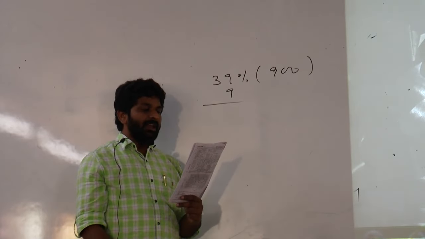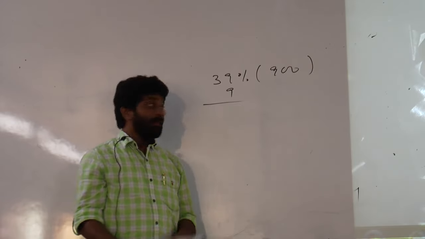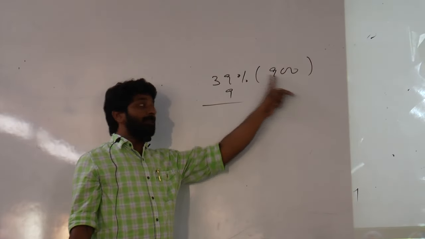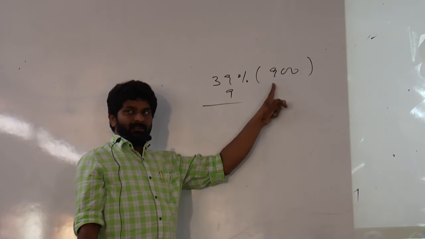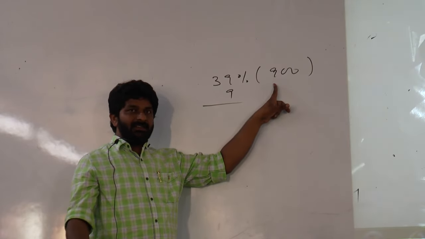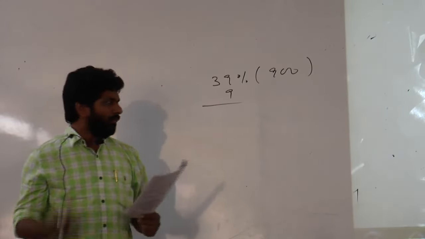Or else you can go for 9 multiples also. How many 9 multiples are there? Only 1. That itself is your answer. Because you are trying to calculate 900% of 39 or 39% of 900. When you are calculating 900%, the answer will be a 9 multiple and you have only one 9 multiple.